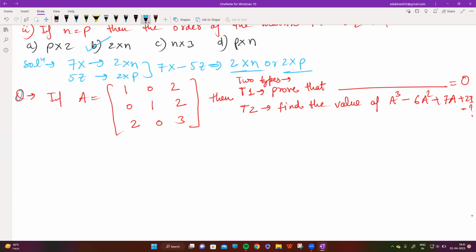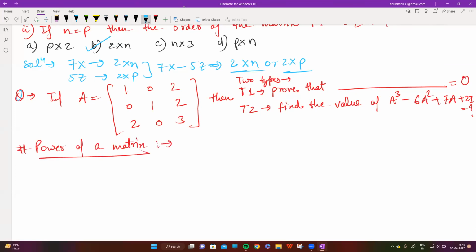Now how to solve this? Fatafat, first we'll understand quickly how to solve it mathematically. The question is very easy, nothing very fancy about it. Just know some basic terms. So first of all, what do we mean by A cube? Or rather A square. Let's start with A square. Powers of a matrix. Very simple concept, but we can take the power of a matrix.